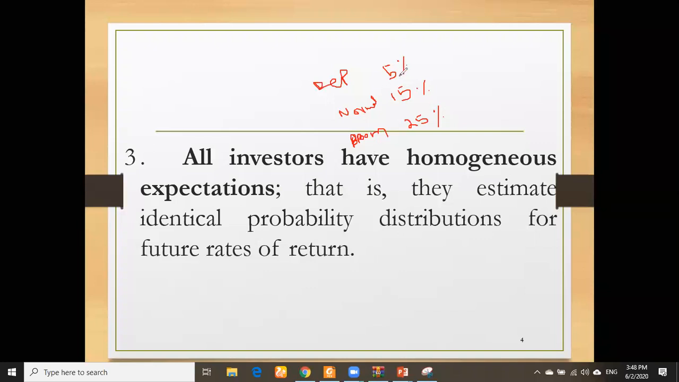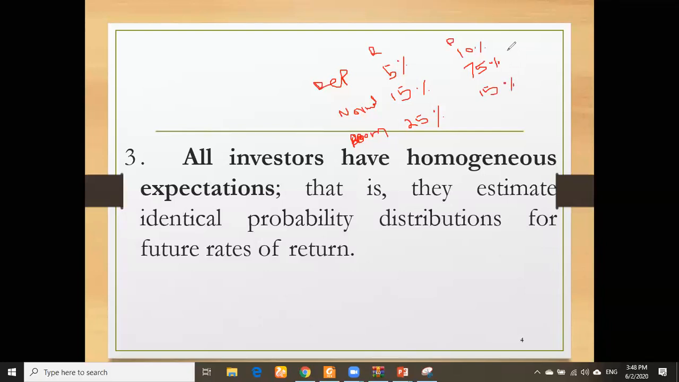Then we said that there is a possibility. What is the possibility of depression? What is the possibility of normal conditions? And what is the possibility of an economic boom? So for example, we say there is a 10% possibility, it means probability. Now I'm talking about probability. These are probabilities and these are returns, right? And then I say there is a 75% possibility that things will remain normal, and there is only a 15% probability that the economy will be in its boom.